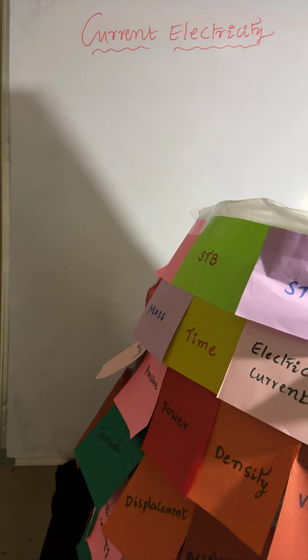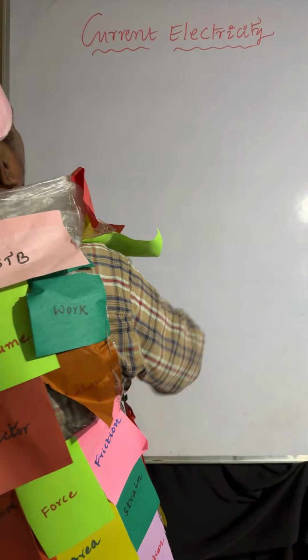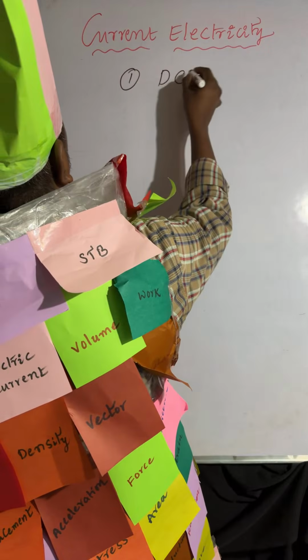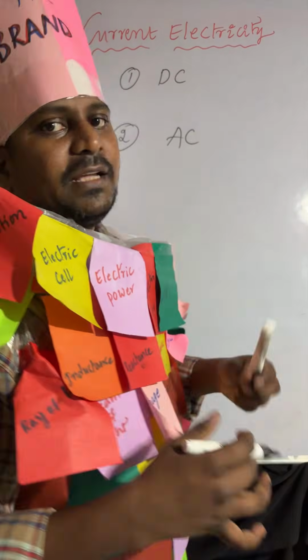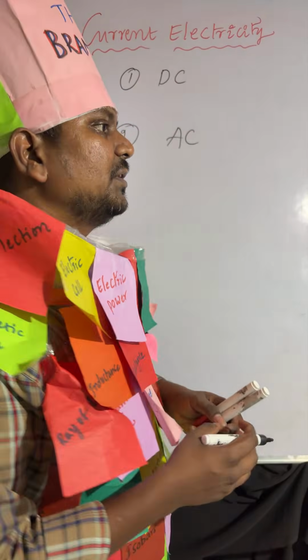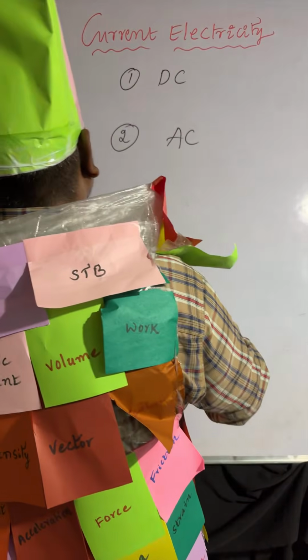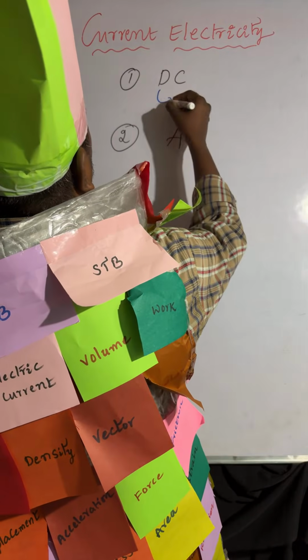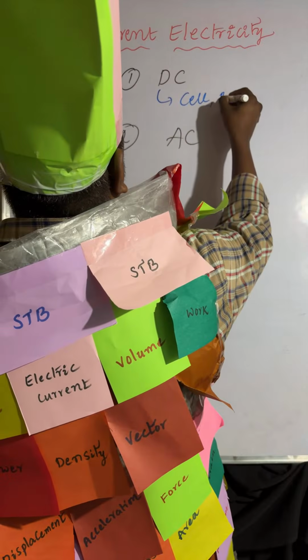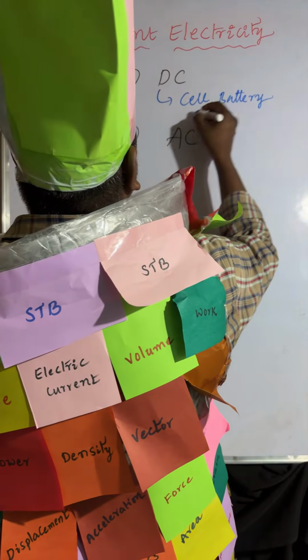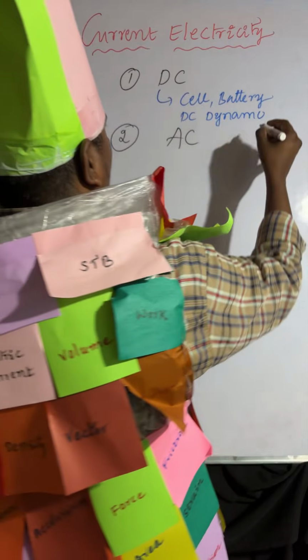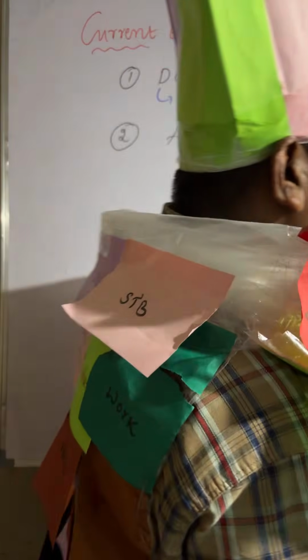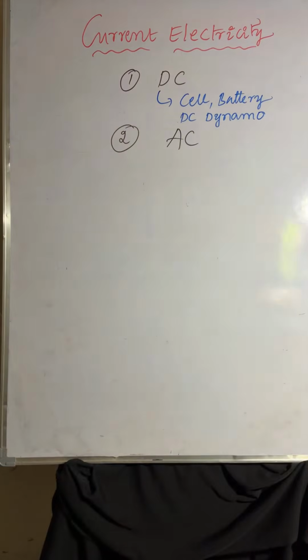Based on magnitude and direction, current can be divided into two types: one is direct current, another is alternating current. When magnitude and direction do not change with respect to time, that is called DC current.